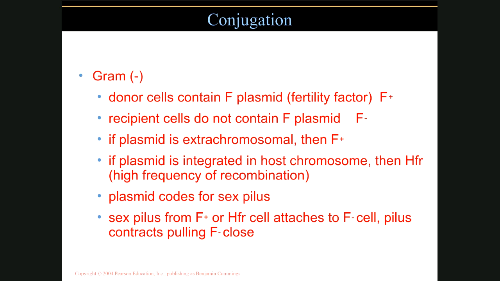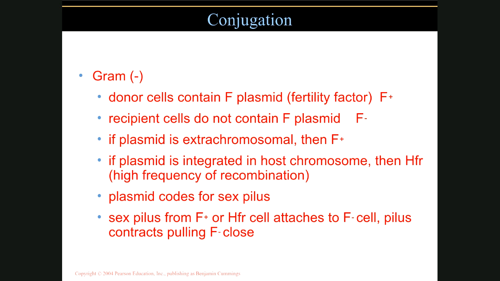So the gene that codes for the pilus is called the fertility gene or the fertility factor. It's typically located on a plasmid called the F plasmid. If a bacterial cell contains the F plasmid, we designate that cell F+. So that means it's fertile. It can produce a pilus and conjugate. The cell that an F+ conjugates with is not fertile. It does not have a plasmid, so it's F-. So an F+ conjugates with an F-.